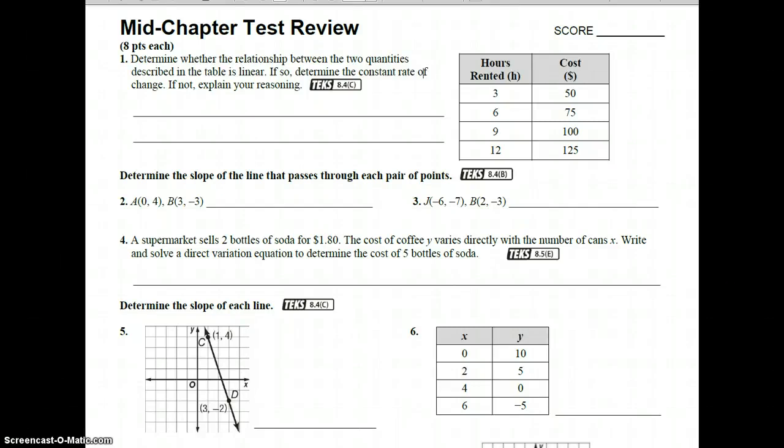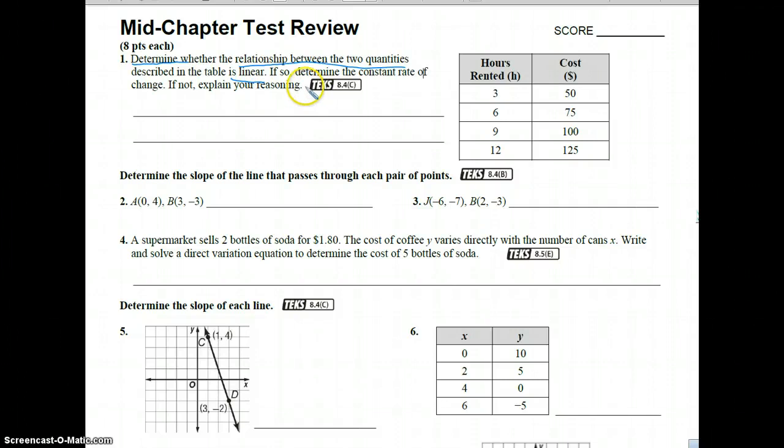Right, guys, here we go with our Chapter 3 mid-chapter test review. Start with question number 1. If you have questions along the way, just raise your hand and I will stop. Number 1, determine whether the relationship between the two quantities described in the table is linear. I'm going to underline a few things that I think are important here.